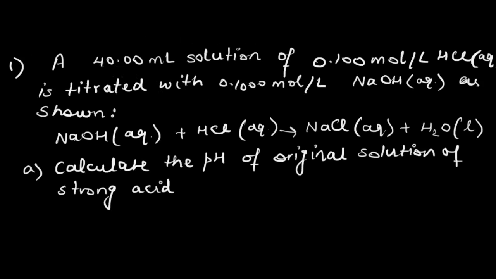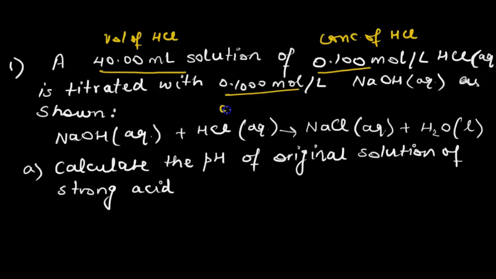Let's take an example for this. Let's say we have a 40 mL solution of 0.100 moles per liter HCl, that is an aqueous acid. This is being titrated with 0.1000 moles per liter aqueous NaOH. So we are given the volume of acid, and the acid is HCl. We are given the concentration of the acid, and the concentration of the base it is titrated with. The reaction is NaOH reacts with HCl to give NaCl, a salt, and water. The salt is neutral and water is also neutral. That's why it's called a neutralization reaction.